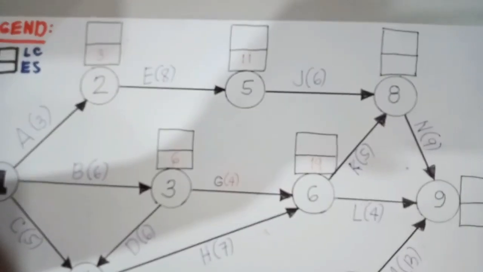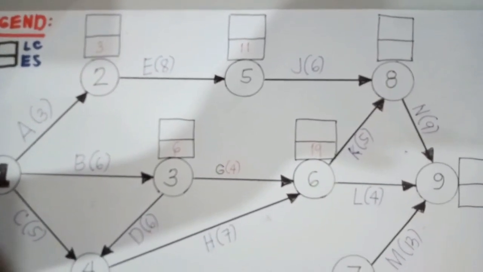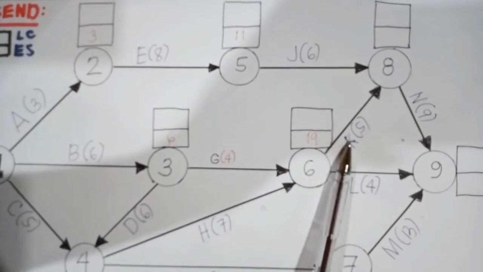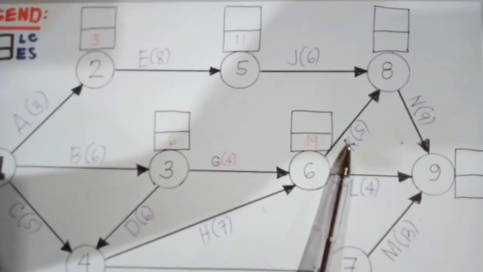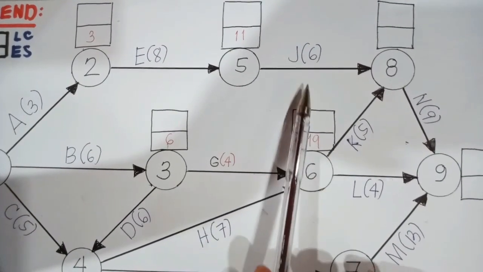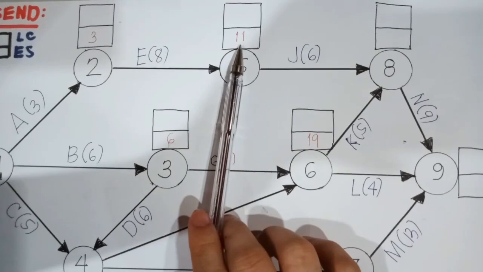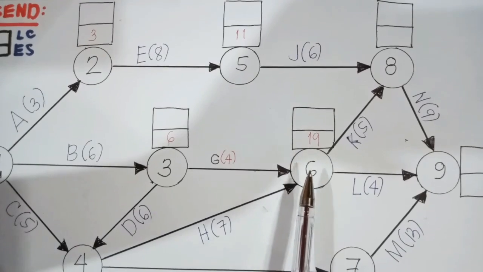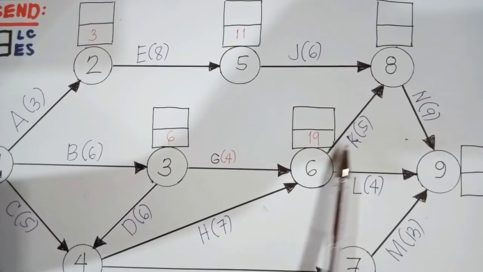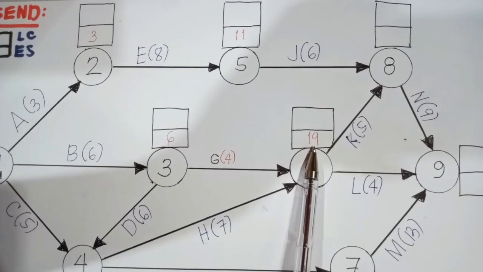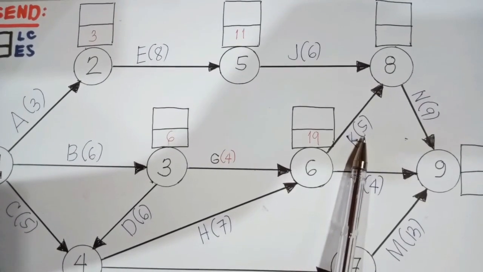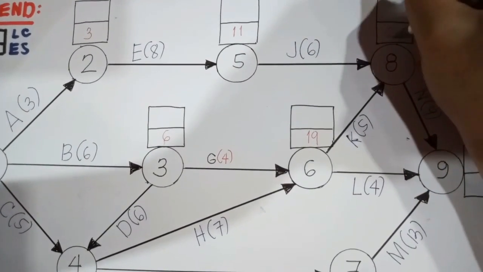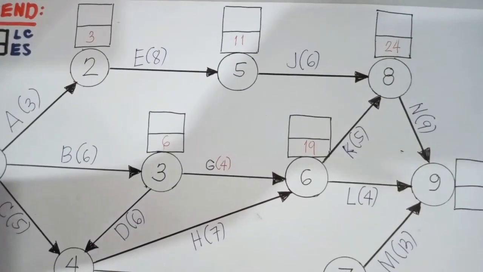And for node number 8, take note that there are two activities involved. You have activity J and activity K respectively. Now, let's find the maximum value. So in case of activity J, the earliest start time, that's 11, plus duration of 6, that's 17. For activity K rather, the earliest start is 19 plus 5 duration, so that would be 24. So maximum is 24. So that will be the amount that we will be inputting right here.